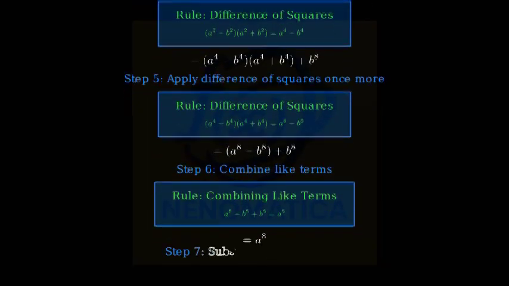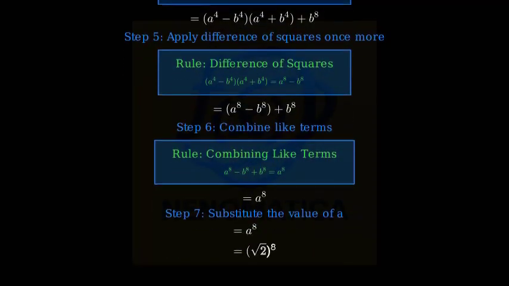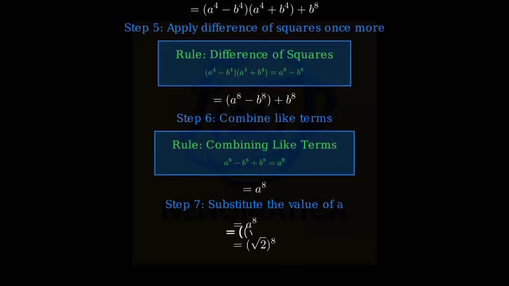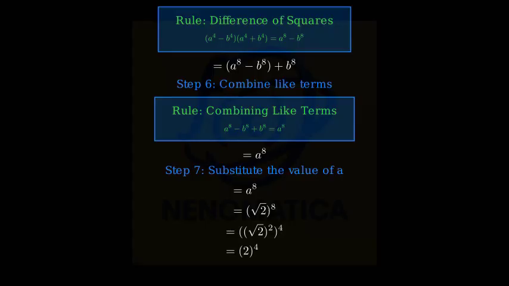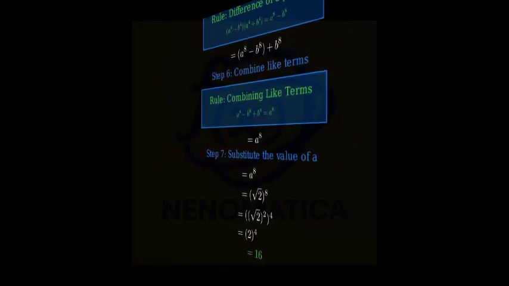Now we substitute the value of a, which is the square root of 2. A to the eighth equals the square root of 2 to the eighth power. The square root of 2 to the eighth power can be rewritten as the square root of 2 squared to the fourth power, which equals 2 to the fourth power. 2 to the fourth power equals 16.